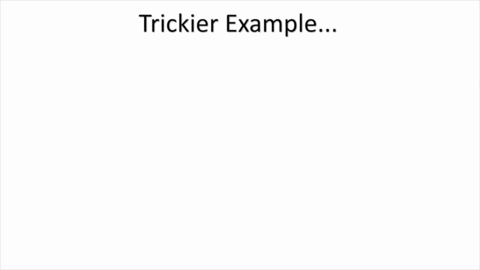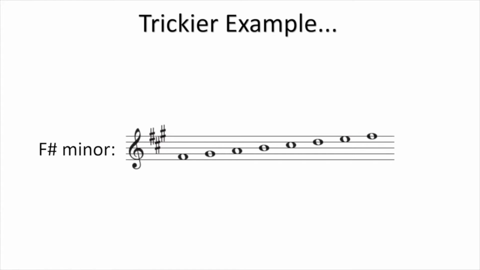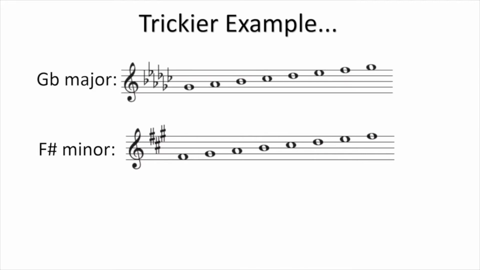Now here is a bit trickier one. What is the parallel key for F sharp minor? Well, your first reaction might be, shouldn't that just be F sharp major? Well, in music we rarely use F sharp major. We mostly use this enharmonic key, G flat major. So in this case, the parallel key for F sharp minor is G flat major.